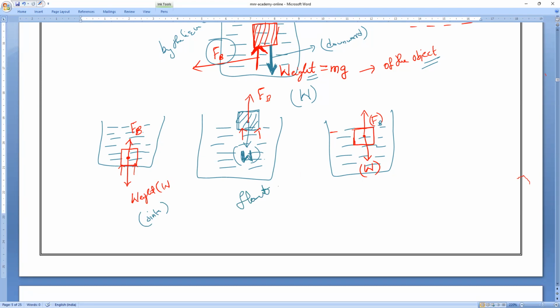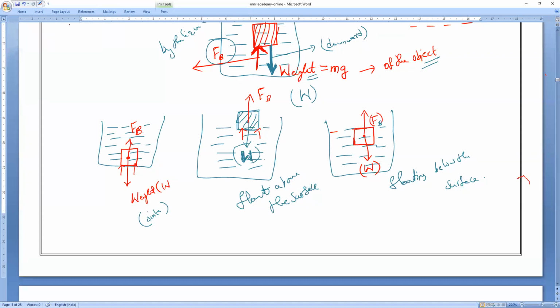And float above the surface. This is actually float above the surface. This one is what, guys? Floating below the surface. So that is what? Below the surface. So how can you say whether it is sink, or floating below the surface, or above the surface? It is purely based upon weight and buoyancy force.